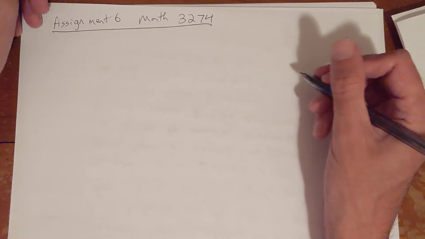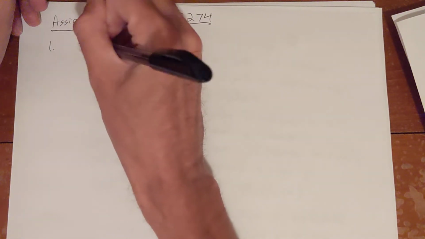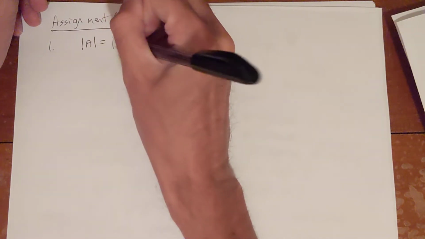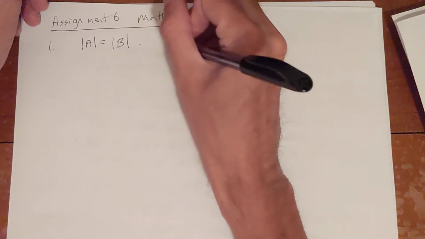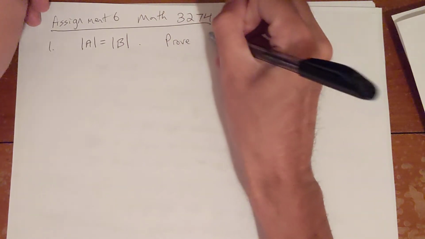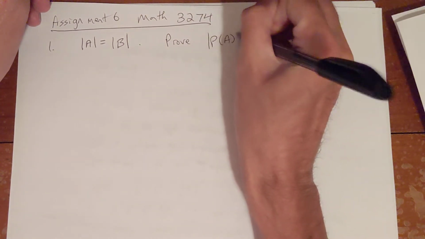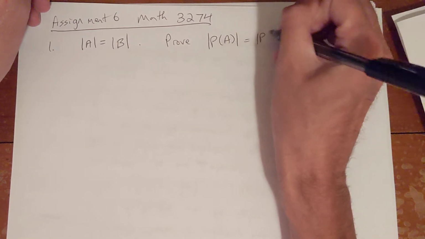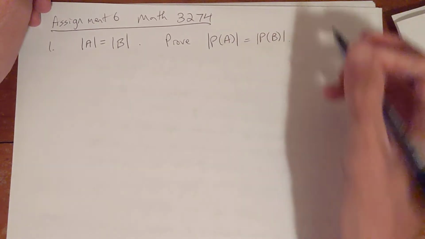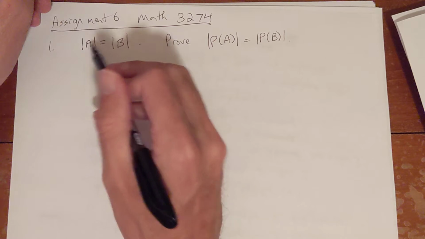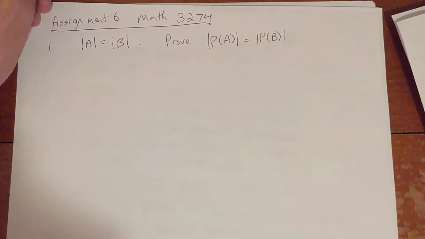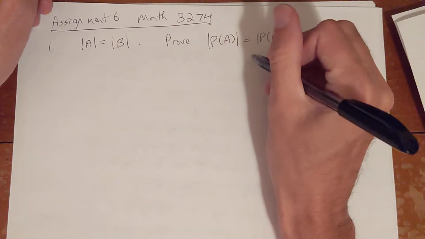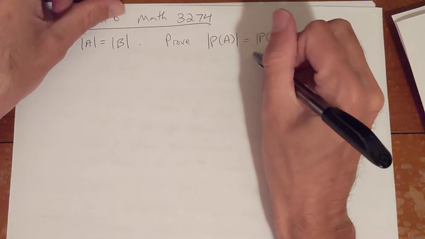For the first question, we are given that the cardinality of A equals the cardinality of B, and we have to show the cardinalities of the power sets are equal. In other words, if given a bijection between A and B, we have to construct a bijection between P of A and P of B. Okay, well, let's just think of a little idea.